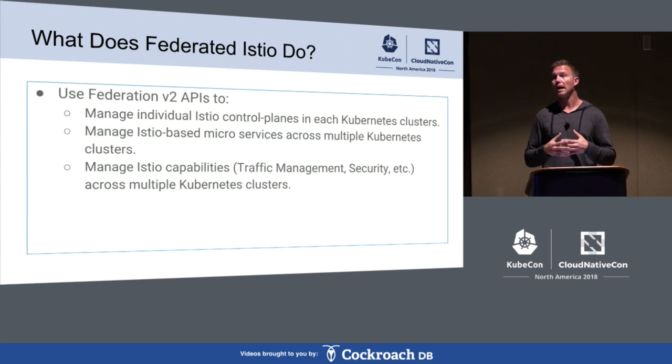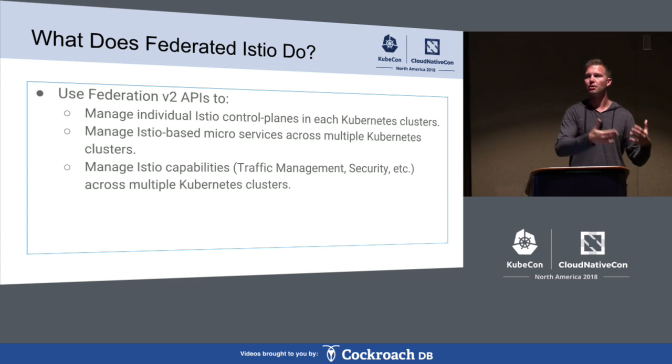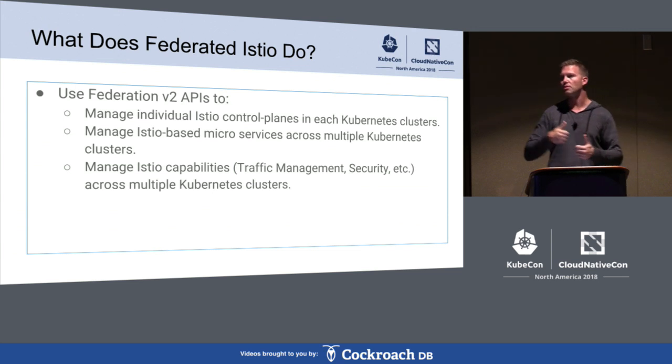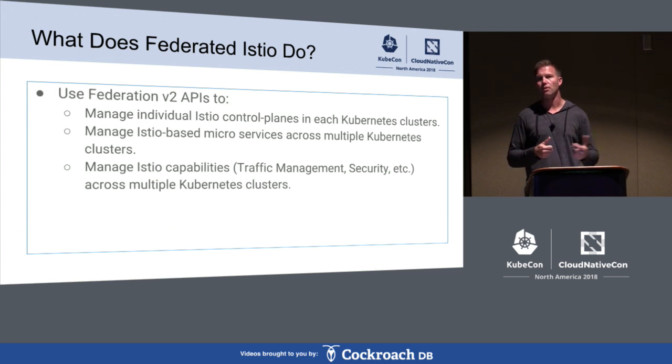And so I can now have these multiple Istio meshes across my multiple clusters and run a federated application like Bookinfo across these. But it doesn't stop there, in the sense that I can now take the Istio capabilities like traffic routing and have federated destination rules, federated gateways, and so forth.